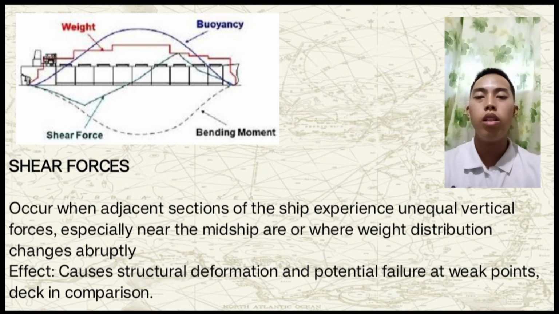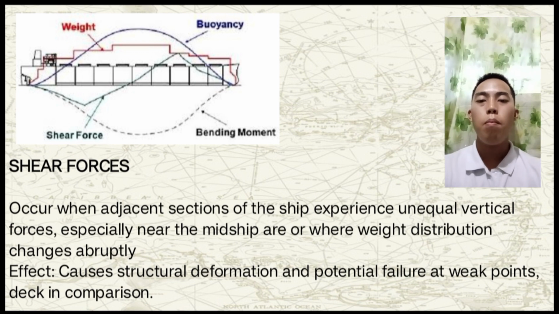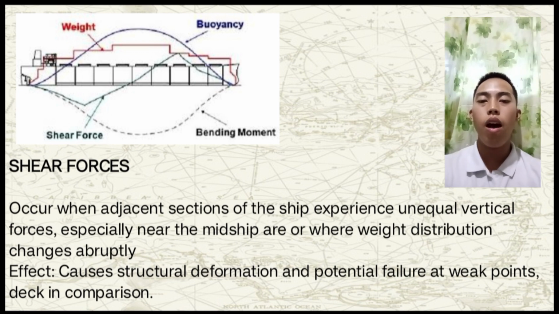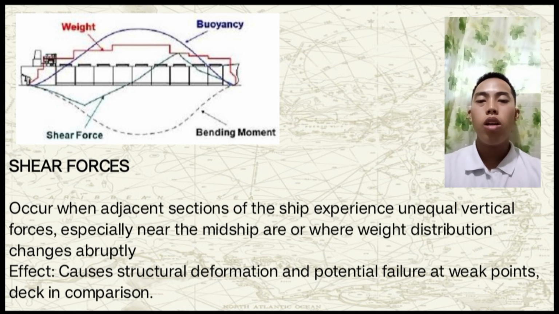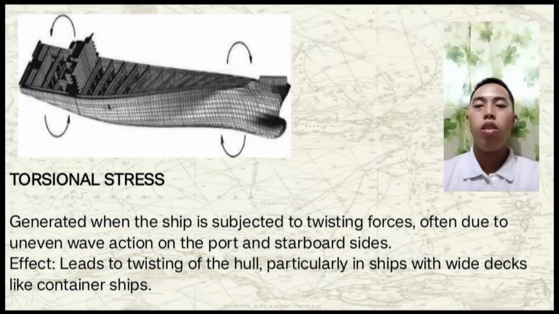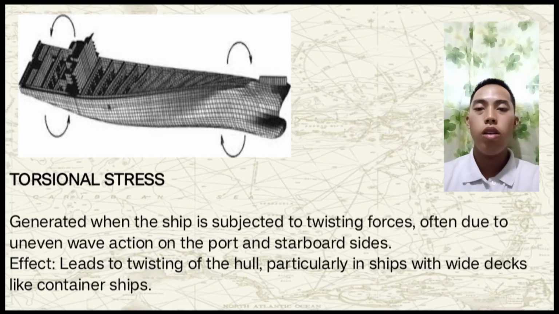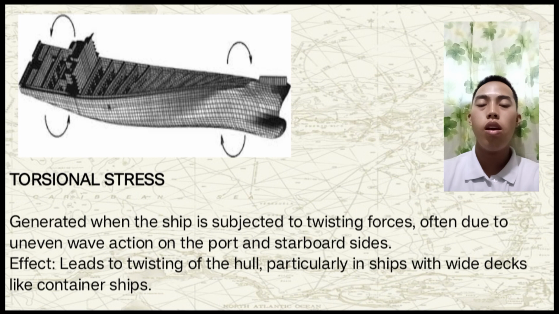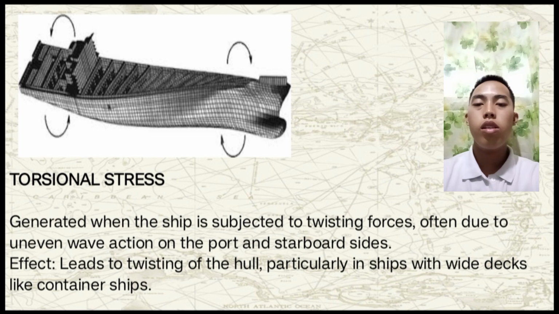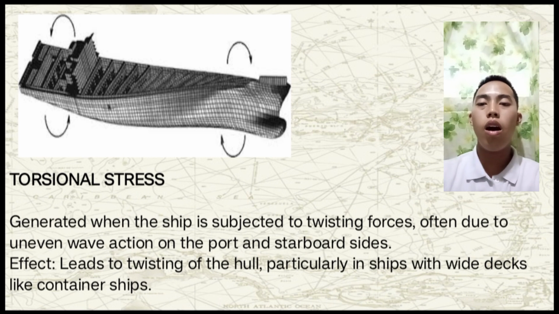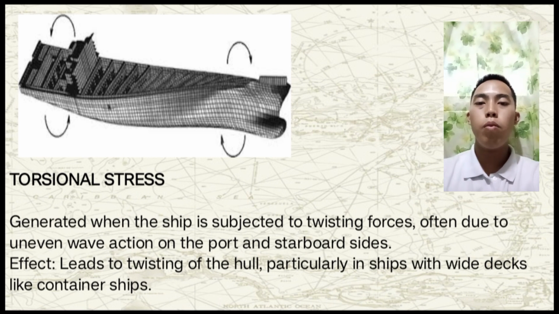So the magnitude of shear forces depends on factors such as the uneven distribution of weight, wave action, and the ship's design. Torsional stress is generated when the ship is subjected to twisting forces, often due to uneven wave action on the port and starboard sides. Effects: leads to twisting of the hull, particularly in ships with wide decks like container ships.